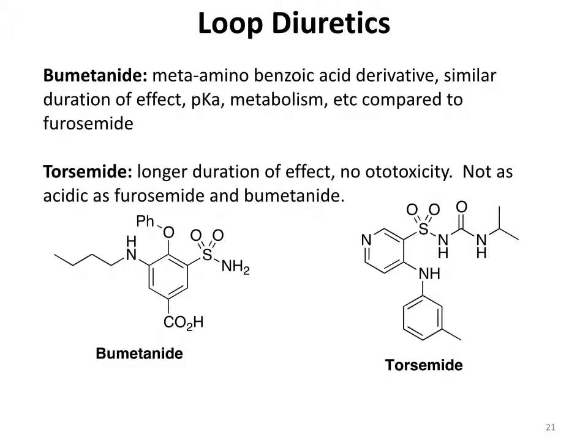So bumetanide, just to point out the differences here, there's a meta relationship here. So the substitution pattern on this ring is slightly different. It still has a primary sulfonamide, still has a carboxylic acid. Torsemide, there's really no structural connection to make besides the sulfonamide, which is masked here in a whole other system. But just the fact that torsemide does not have that ototoxicity. It doesn't have the acidity of either of those molecules. And I don't think that's a direct relationship. I don't think the acidity is related to their ototoxicity.